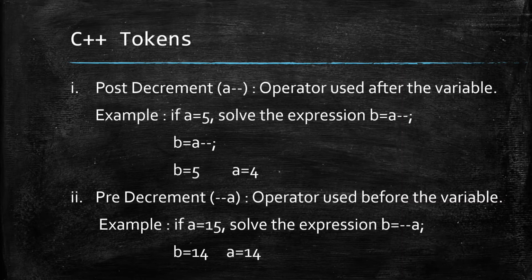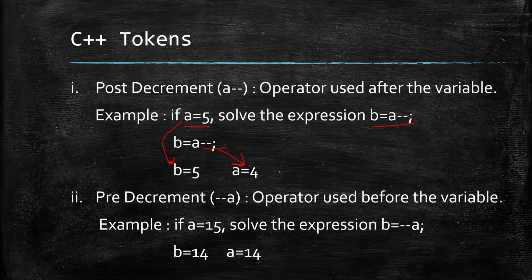So the decrement operator, a minus minus, is used after the variable. So it is post decrement. I'll denote it as a minus minus. So for example, if a is equal to 5, they have given us a is equal to 5. They have asked us to solve b is equal to a minus minus. Now you know how this post decrement works, right? So first you'll assign the value of a to b and then you'll decrease the value for a.